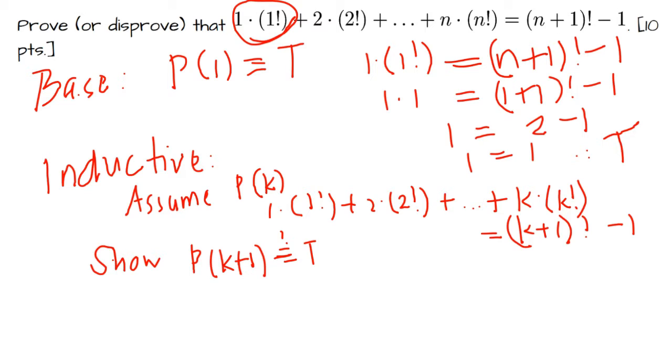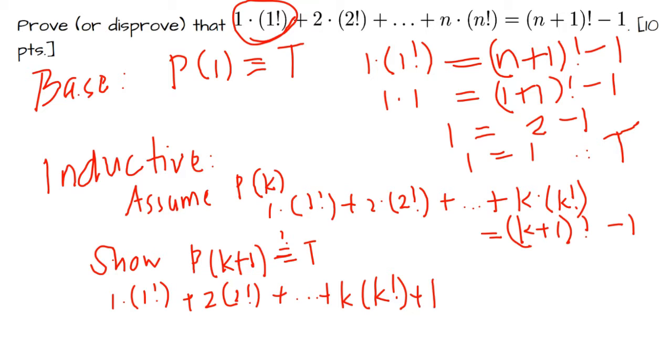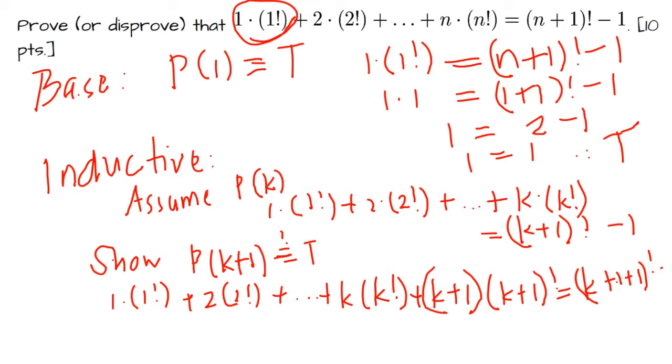So therefore we are going to prove 1 factorial plus 2 factorial up to k factorial, and the next element (k plus 1) factorial, should be equal to (k plus 1 plus 1) factorial minus 1.